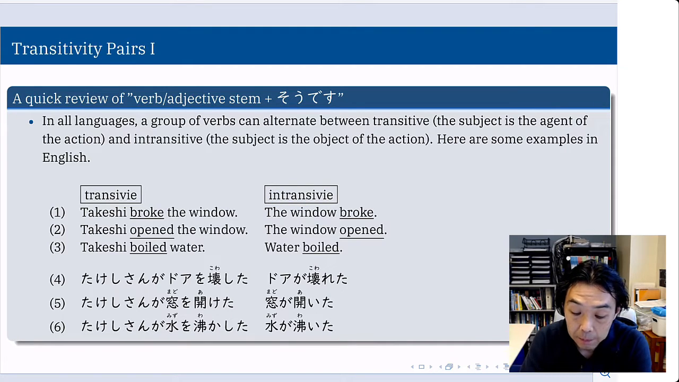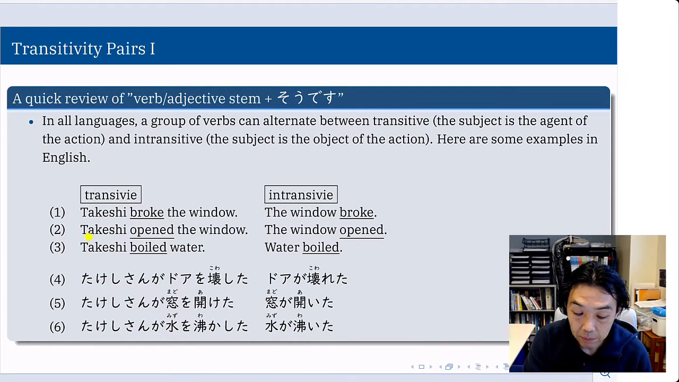And in the intransitive version, you don't see the agent. Sometimes you can say the agent by adding "by", so the window was broken by Takeshi. But the intransitive pair itself does not include the agent in the sentence.